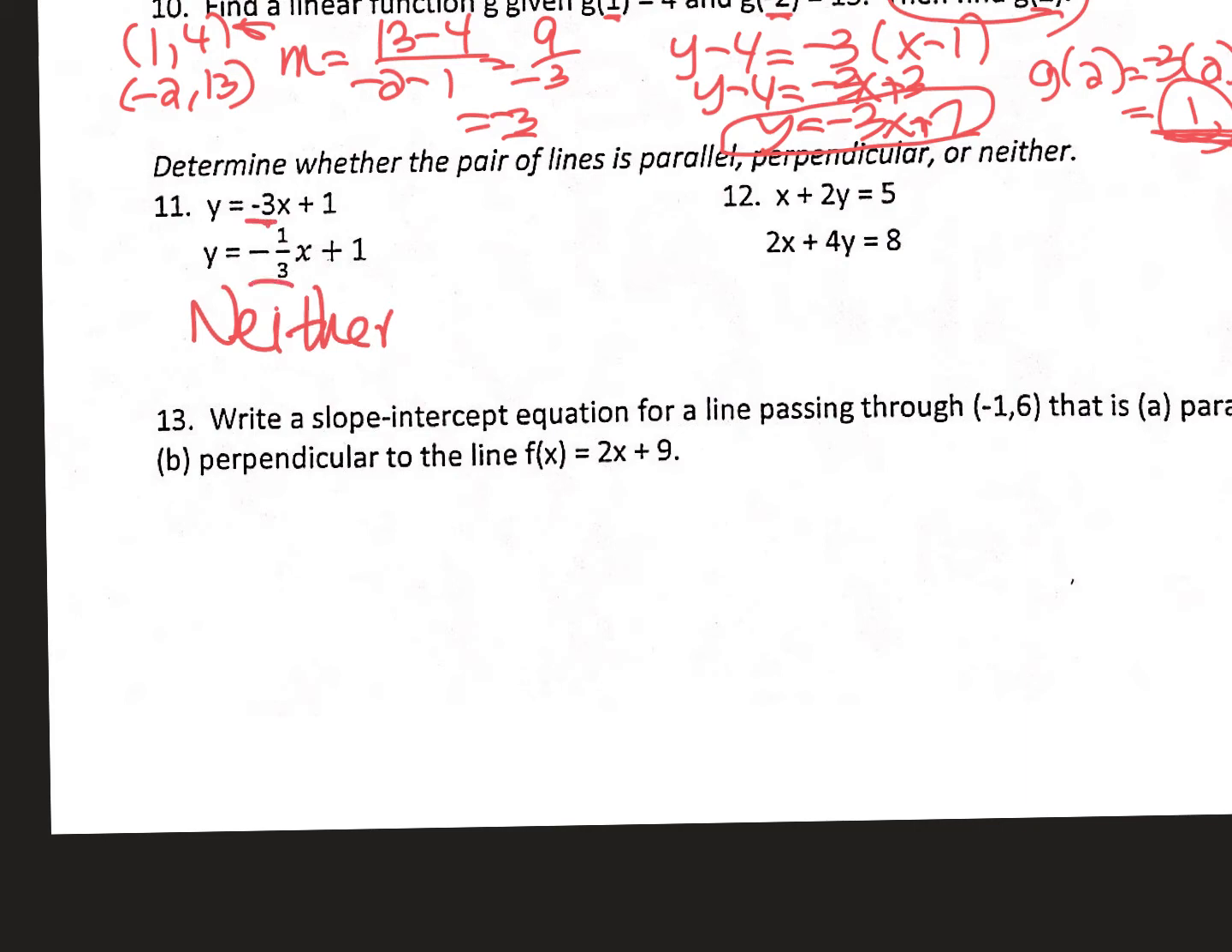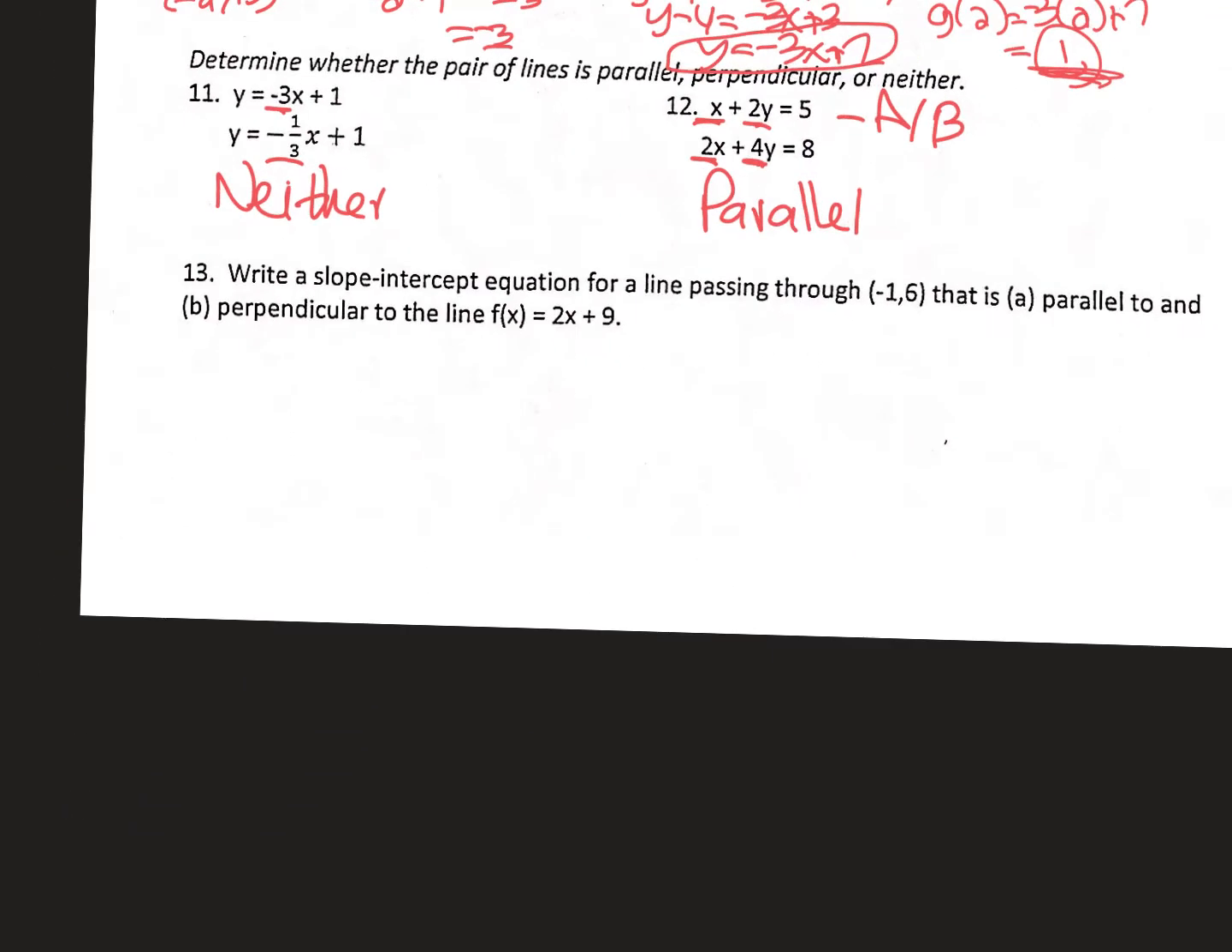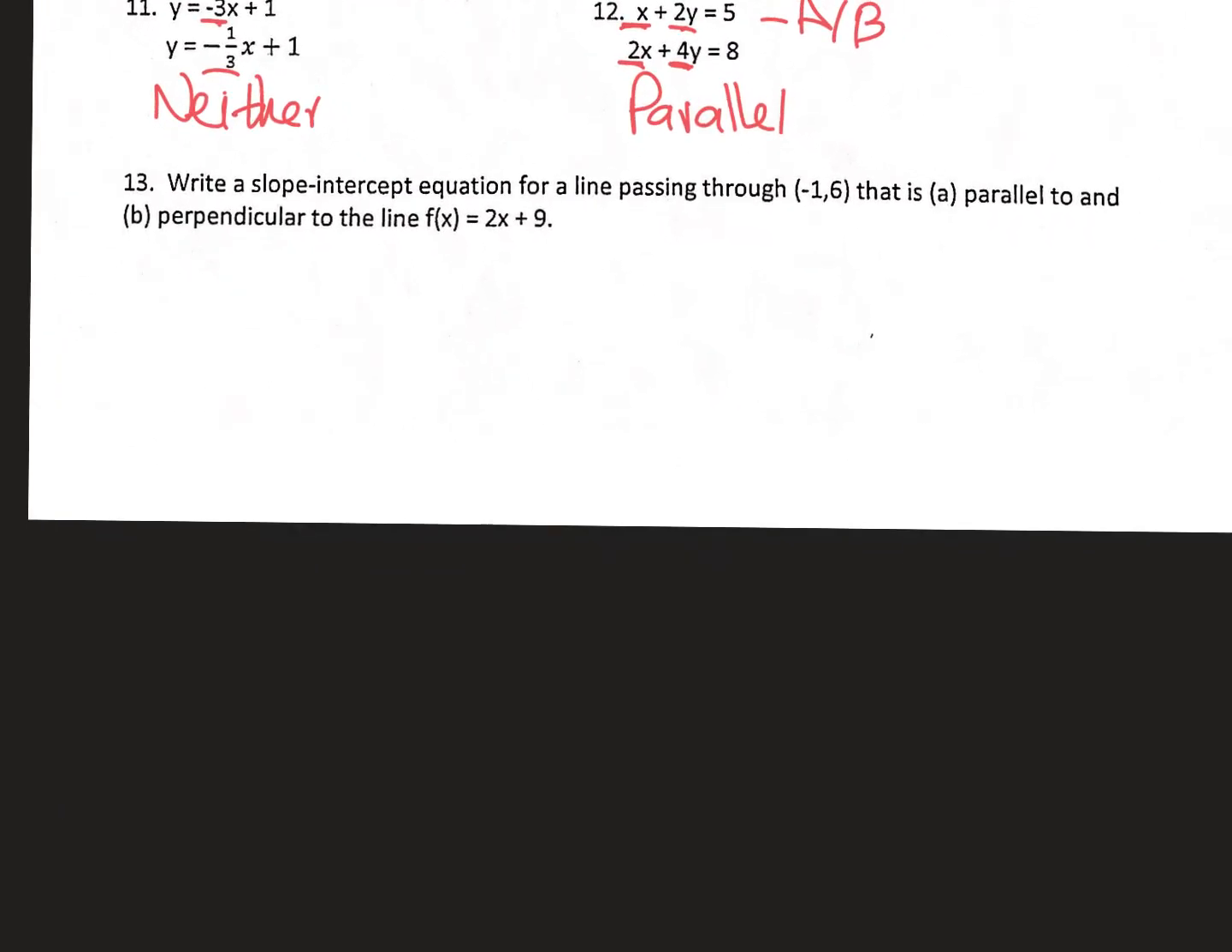Number 12, don't forget, if they're in standard form, the way you find the slope is negative A over B. That's an awesome way to do slope. So for this equation, the slope is negative 1/2. The slope of this one is negative 2 over 4, which is exactly the same thing. Negative 2/4 is negative 1/2, so those are parallel because parallel lines have the same slope. Remember, perpendicular means opposite reciprocal.